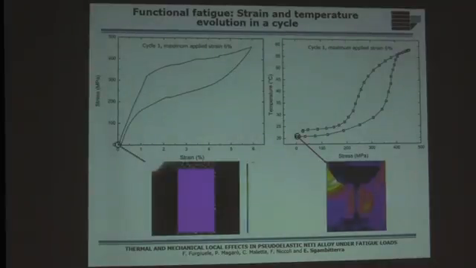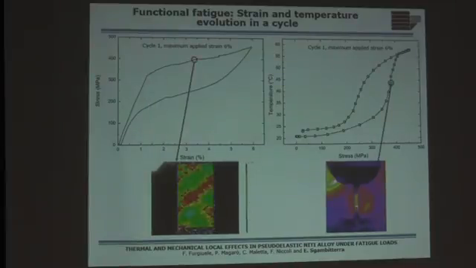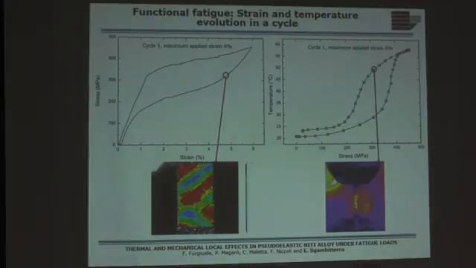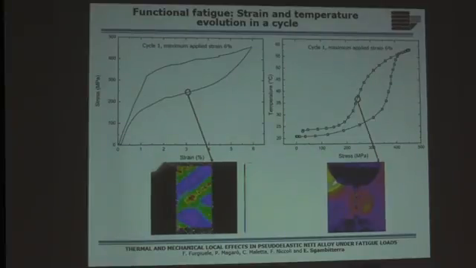As you can see, if you work in the elastic regime, you don't have here martensitic bands, and the temperature doesn't go up very quickly. If you continue to apply the stress, you have here martensitic bands, the temperature goes up very quickly, and so on. When you remove the load, of course, the martensitic bands tend to vanish, and the temperature tends to go down.